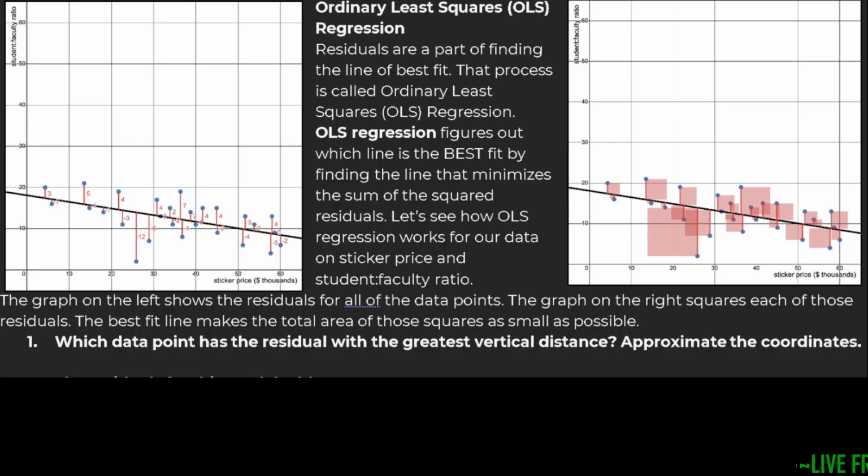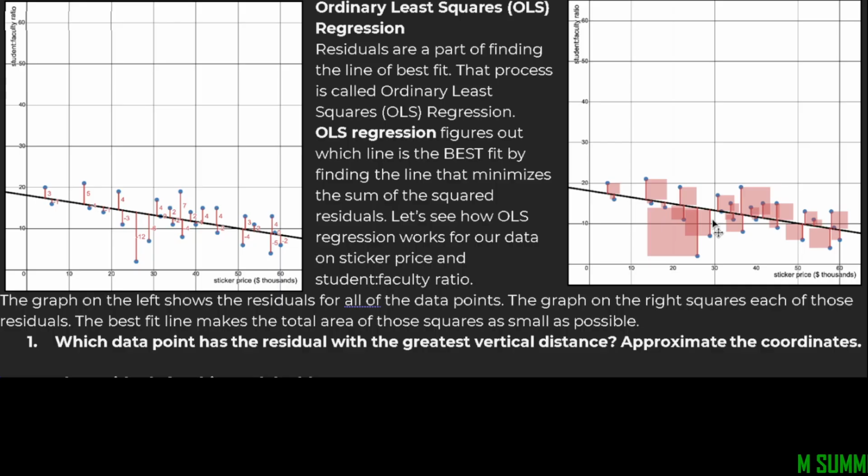It says the graph on the left shows the residuals for all of the data points. The graph on the right squares each of those residuals, and then the best fit line makes the total area of those squares as small as possible. So it's taking the values from the left and squaring them to the right. It says, which data point has the residual with the greatest vertical distance? So you can approximate the distance. You can approximate the coordinates.